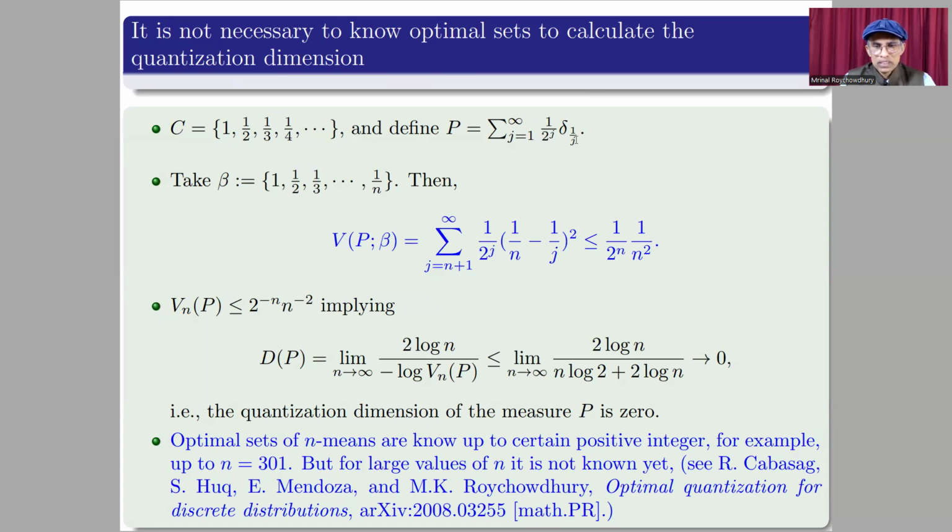One over 2^j delta of 1 over j. So that means the probability of 1 is half. The probability of the occurrence of 1 over 2 is 1 over 2 squared. And the probability of 1 over 3 is 1 over 2 cubed. And for 1 over 4 it is 1 over 2 to the 4.